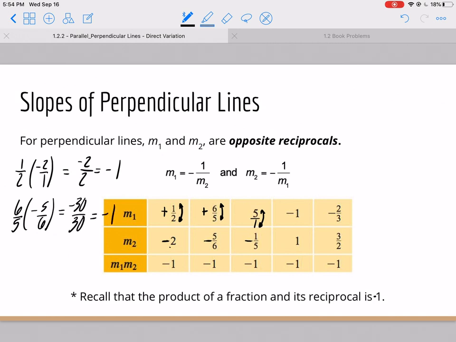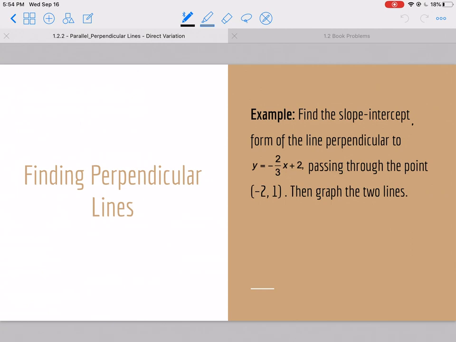That simplifies to give you negative 1. So really all I need you to remember about perpendicular lines right now is that they have opposite reciprocal slopes. All right, let's go ahead and find a perpendicular line. So now it says find slope-intercept form. Okay, so we are specifying the line perpendicular to negative y equals negative 2/3 x plus 2.